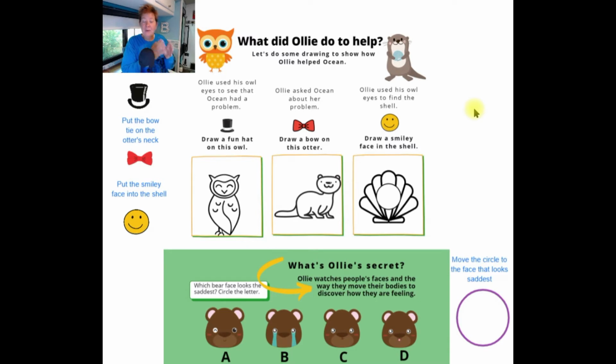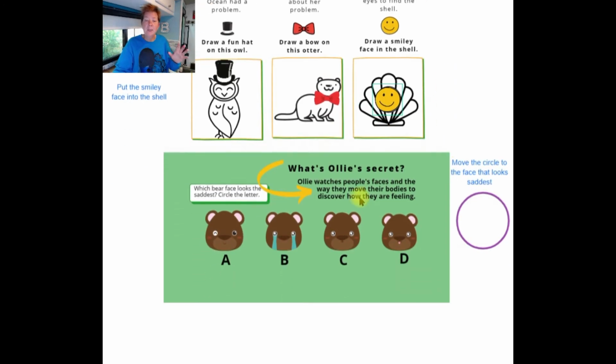If you remember the PDF on the second page, I asked the kids to draw a hat on the owl, put a bow on the otter, draw a smiley face on the clam. Well, here I've just switched it up a little bit so they can actually grab this hat, stick it on the owl's head, grab the bow. Let's give the otter a beautiful bow, and then let's top off that shell with a beautiful smiley face. Here they're asked to circle the bear that has the saddest face. They can actually grab this circle and just put it around that sad face.